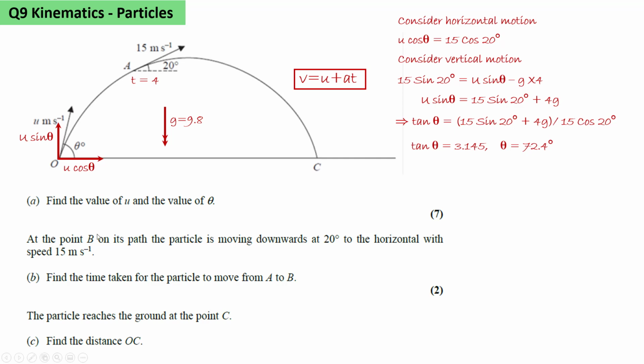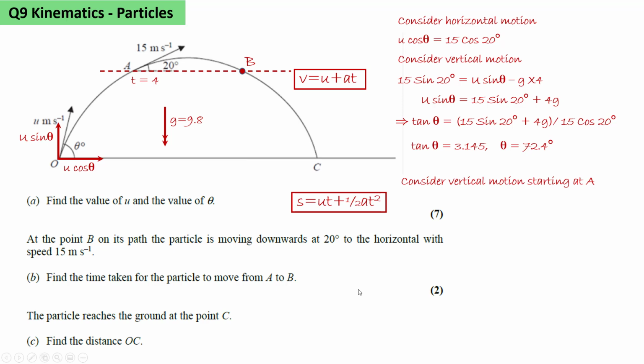At the point B on its path, the particle is moving downwards at 20 degrees to the horizontal with speed 15 meters per second. This will be the equivalent point on the trajectory at the same height as A. We're asked to find the time taken for the particle to move from A to B. We consider the vertical motion starting at A, and we're going to use s equals ut plus a half at squared.